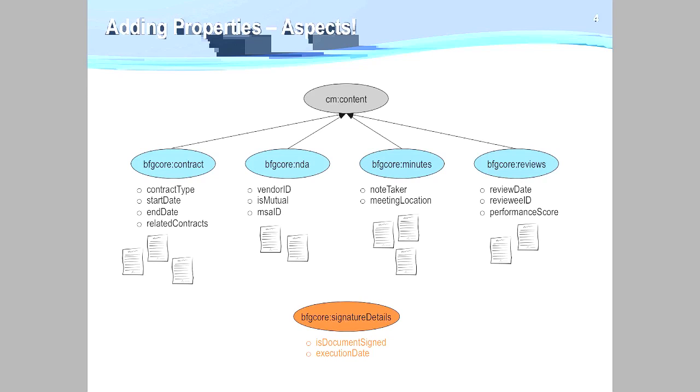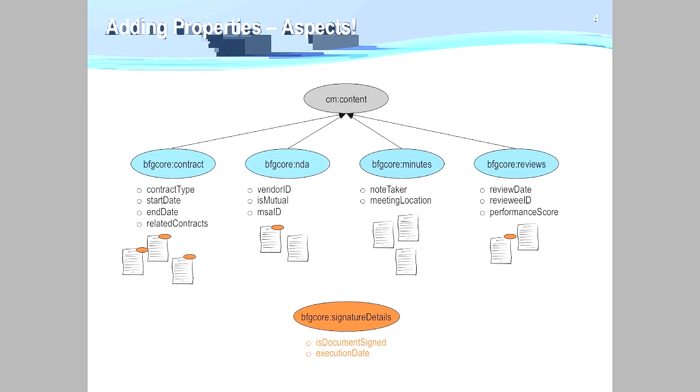The difference is it's not associated directly with a particular type in the content model. In the repository, at runtime, you then can define which of these instances, which of the contracts or which of the NDAs, have an aspect associated with them. And we're showing that now. I can say, hey, I want to attach signature details to all of my contracts. I want to attach them to some of my NDAs and some of my performance reviews. So you can selectively choose, either programmatically or manually, how you want your aspects to be attached to instances of content types in the repository.